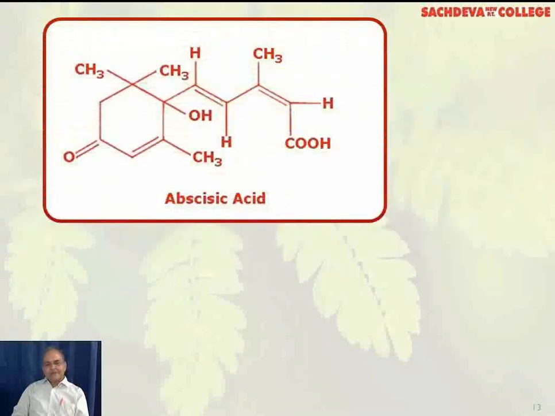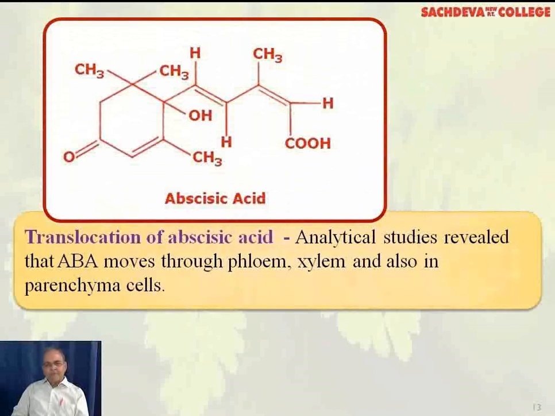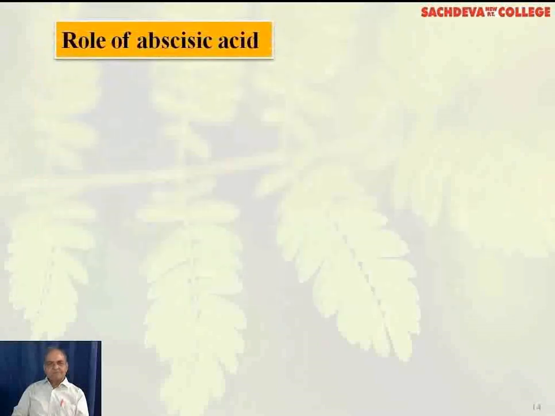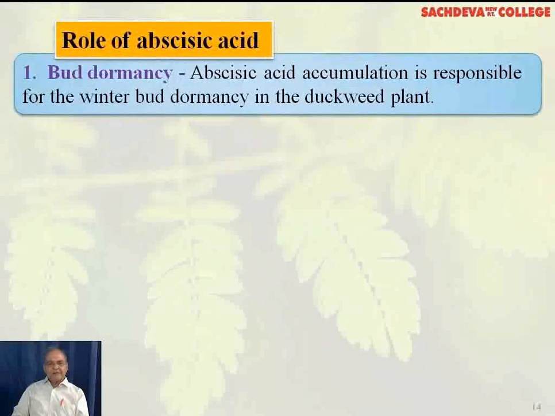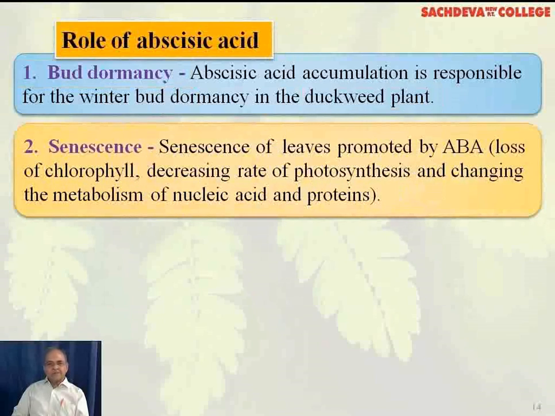This is the abscisic acid, a growth inhibitor. Translocation of abscisic acid. Analytical studies have revealed that abscisic acid, or ABA, moves through phloem, xylem, and also in parenchyma cells. Role of abscisic acid, bud dormancy. Abscisic acid accumulation is responsible for the winter bud dormancy in the duckweed plant.